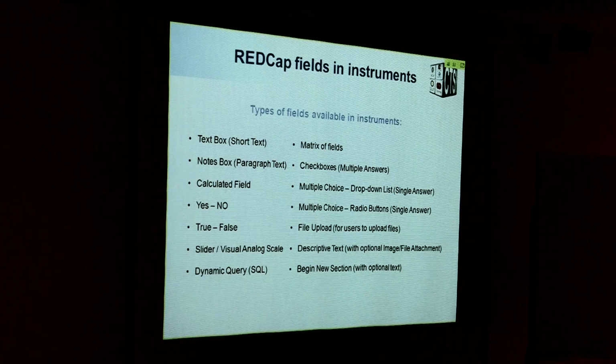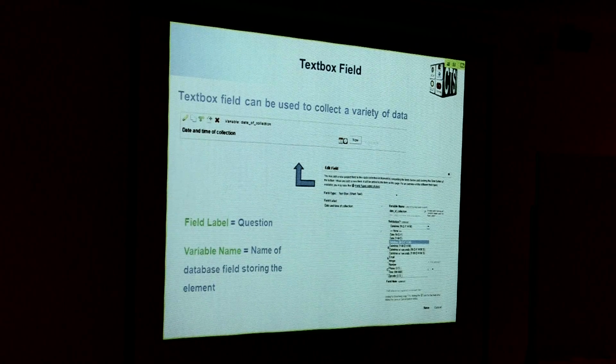Descriptive text is pretty much like a header, or you can insert an image in there. Begin new section is usually used in surveys. So we're going to go into more details with the text box field.